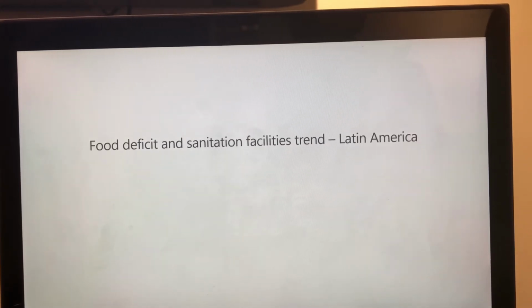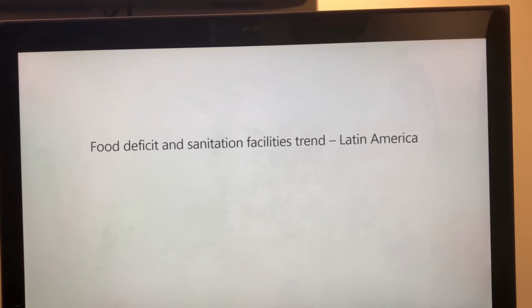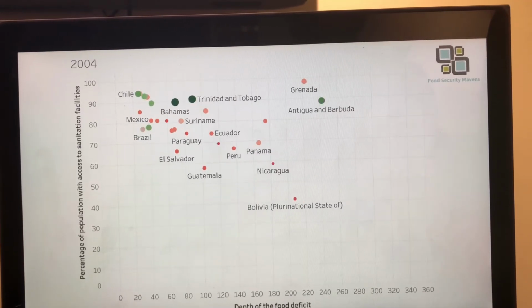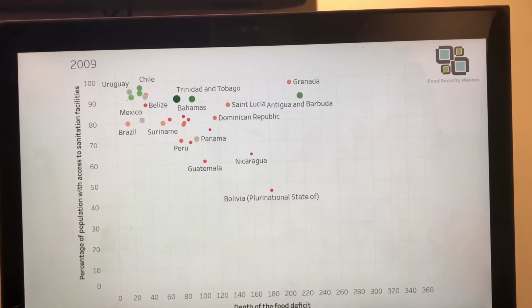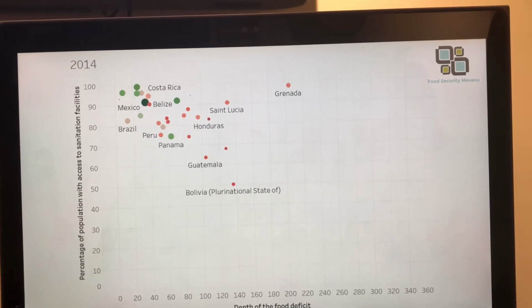So from the region, let's look into the different countries. We looked at Latin America, we saw improvement. Let's also look at Asia and Africa, but first Latin America. What you see here, most of the countries are moving towards the top quartile.